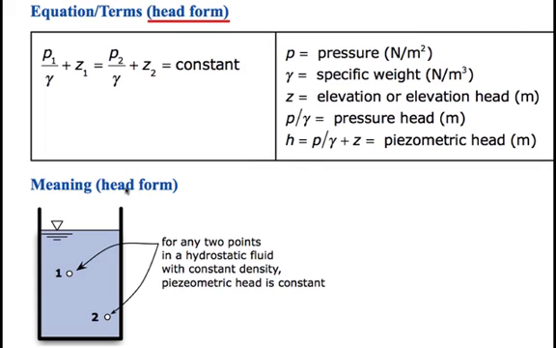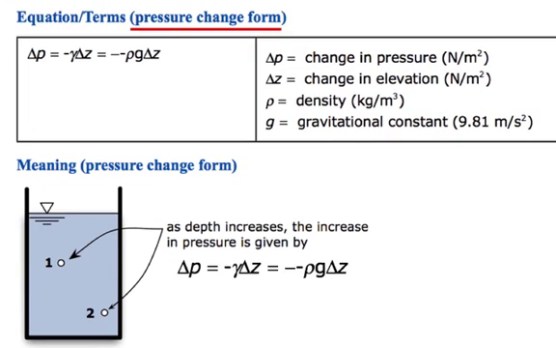The meaning of the head form: just simply pick any 2 points and you can say that the piezometric head is constant. Go ahead and solve your problem. In the pressure form, we relate the pressure change to gamma times the change in elevation, or density times the gravitational constant times the change in elevation. Physics: the pressure increase from point 1 to point 2 is simply gamma delta Z. And we always know pressure is increasing as we go down in fluid.